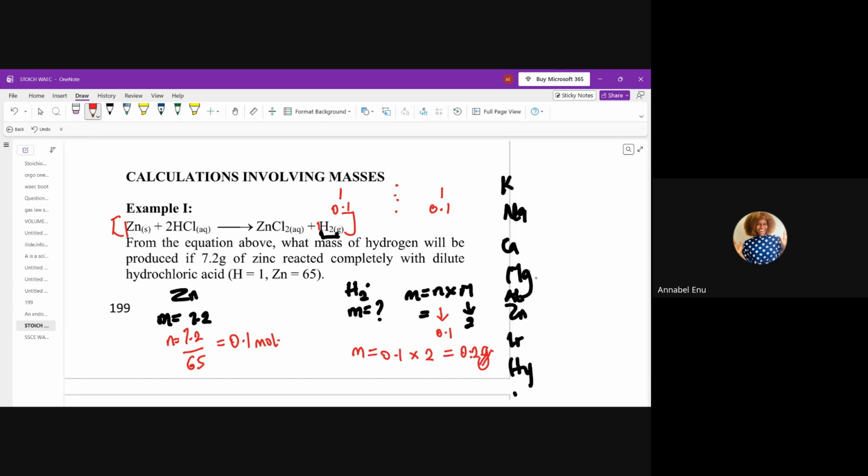If you notice, in this whole question, they didn't give us the molar mass of chlorine in that bracket. Why? Because we don't need it. We don't necessarily need the information of zinc chloride. We just need it for having a balanced equation. We don't need the information of zinc chloride and HCl because we are not relating with it. We are only relating between hydrogen and zinc. This is the two aspects that the question wants us to use to determine our answer.